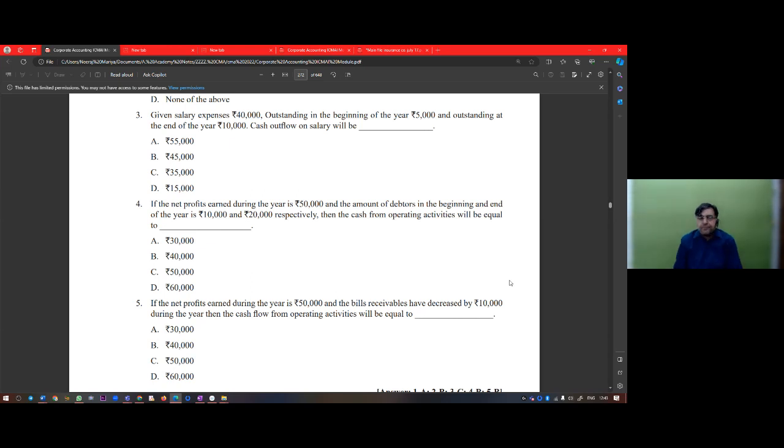If the net profit earned is this much, and the debtors at the beginning and end are this much, the cash from operations will be equal to, okay, change in debtors. Debtors are 10 and 20 respectively. Increase in debtors, decrease in cash. Answer will be 40,000. Answer is B.